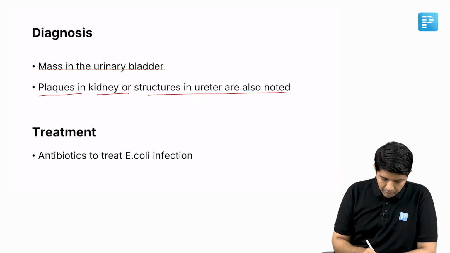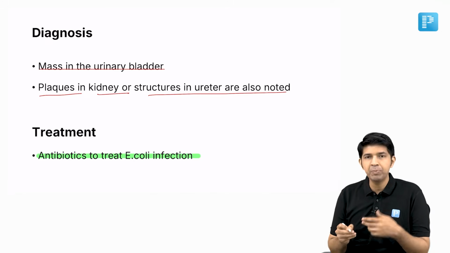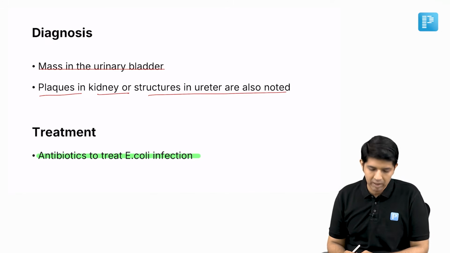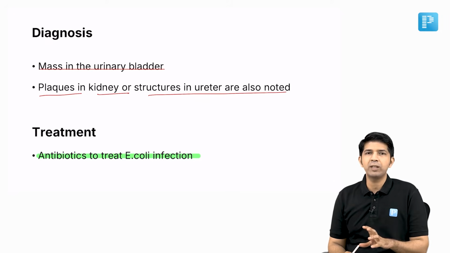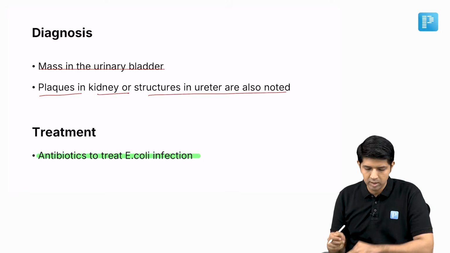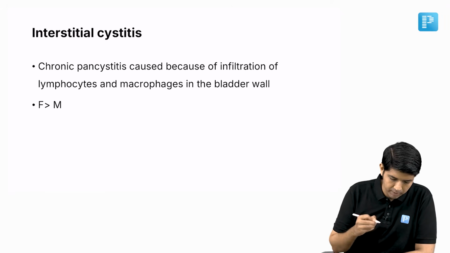So if you look at the treatment per se, all you have to do is help the patient fight the infection by giving them antibiotics. So this will treat the E. coli infection, thereby you will be able to reduce this chronic inflammation that is going on.